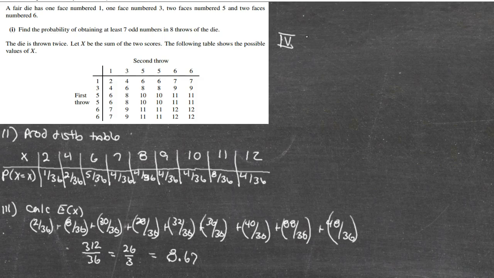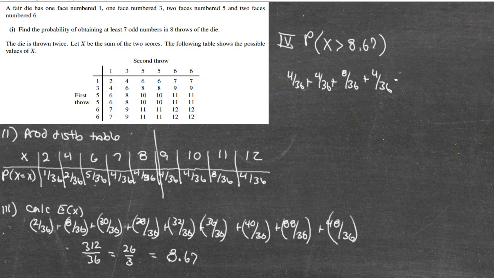All right, now in part 4, they want to know the probability of it being bigger than the expected value. Well, all I got to do is add up the probabilities for 9, 10, 11, and 12. 4/36, 4/36, 8/36, and another 4/36. If you add those up, you'll get 20/36, or 5/9, which is going to be 0.556. That's the probability of it being greater than the expected value.